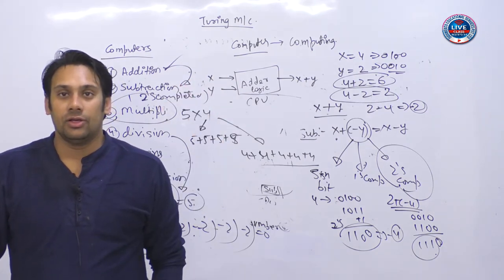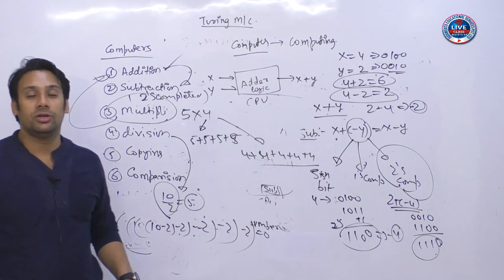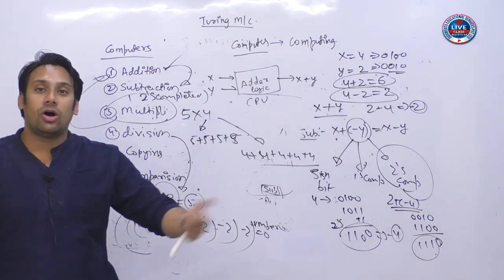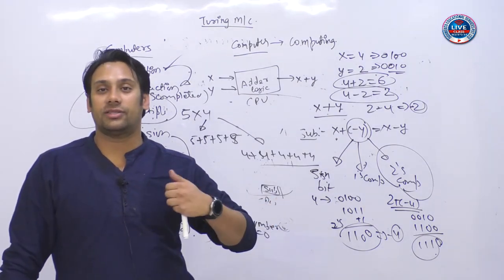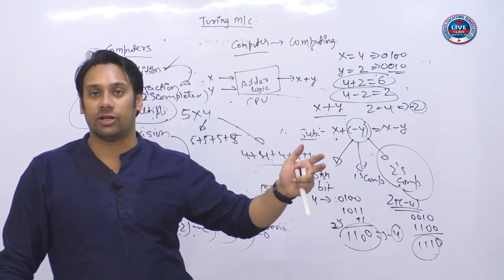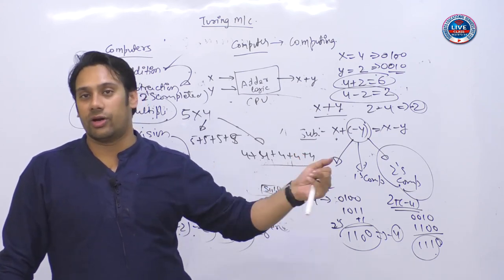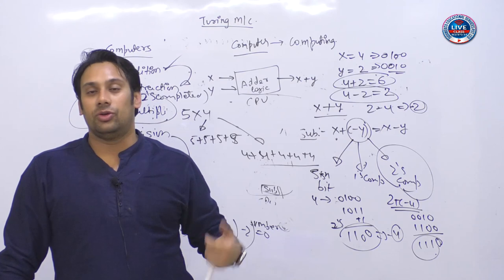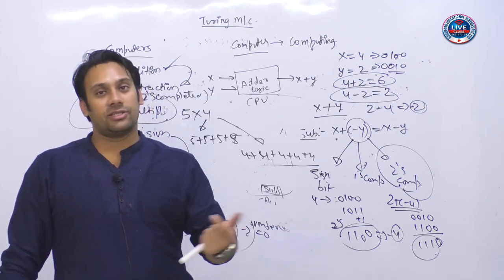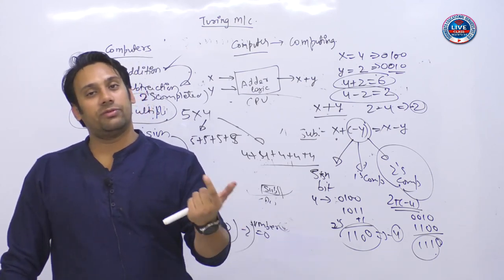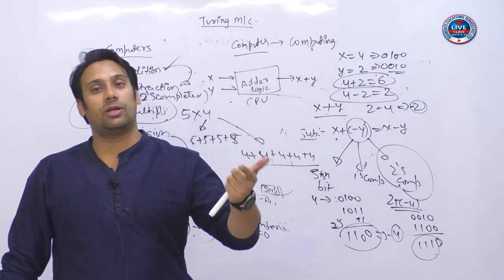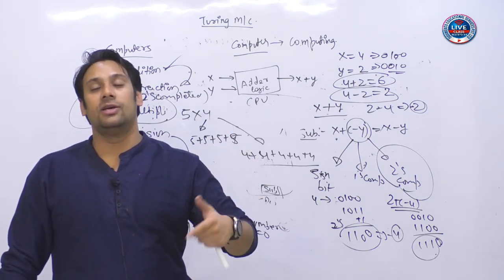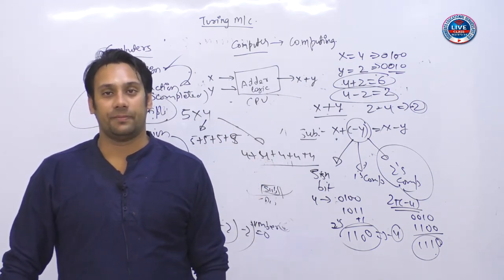And your subtraction can also be performed by your addition. So that is why in a computer system you do not require all these circuits. You do not require a circuit for subtraction, you do not require a circuit for division, you do not require a circuit for multiplication. You only require a circuit for addition, you only require a circuit to find 2's complement. If you can find these two things, you can perform addition, multiplication, subtraction. All these operations can be easily done.